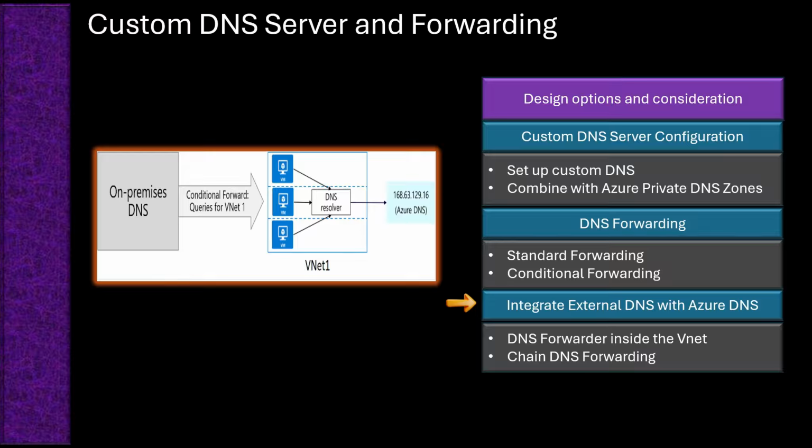For chaining DNS forwarding, you can configure your on-premise DNS to forward queries to the DNS resolver inside the VNet. The DNS resolver in turn forwards queries to Azure DNS at 168.63.129.16 for internal Azure name resolution.